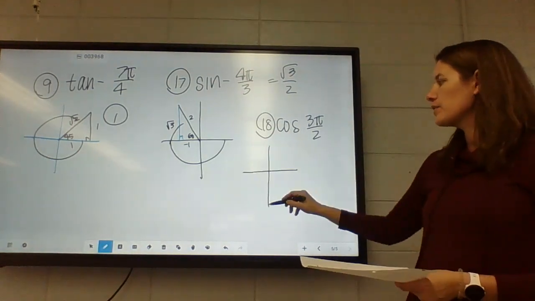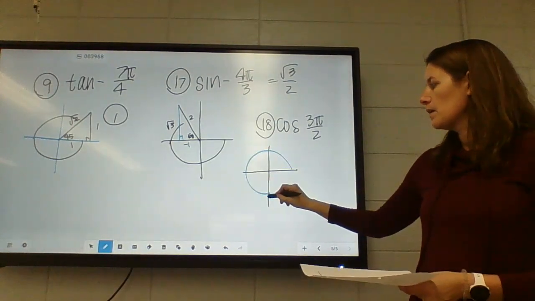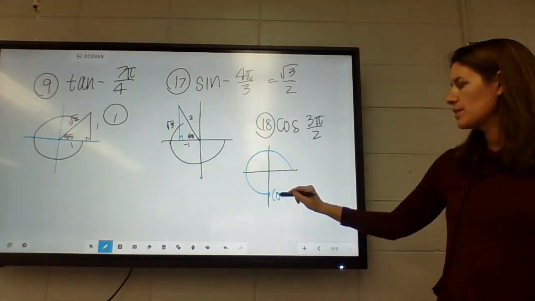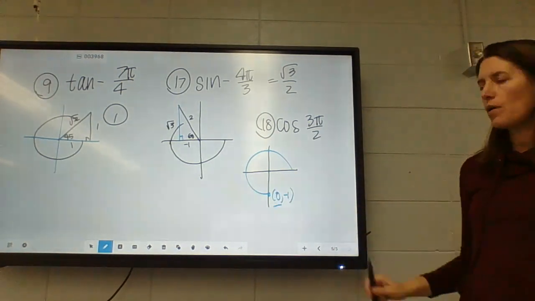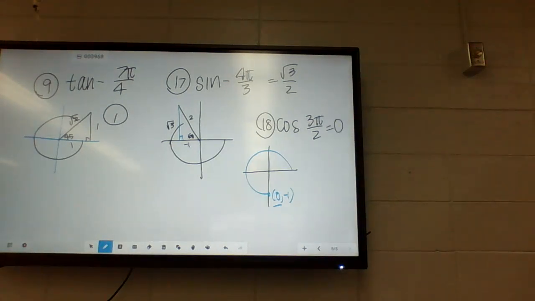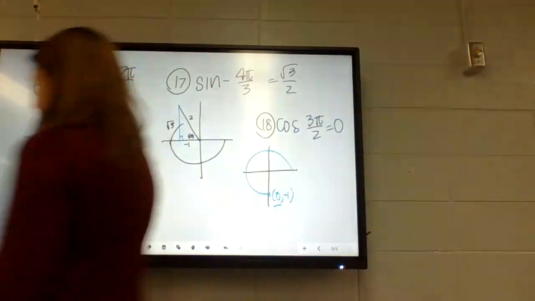Cosine of 3 pi over 2 is this situation. So we're on an axis, so this is (0, -1), or remember it goes cosine, sine. So cosine is just 0 in this case. All right, so flipping to the back side, number 11.